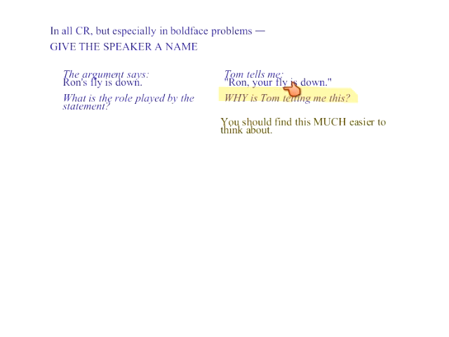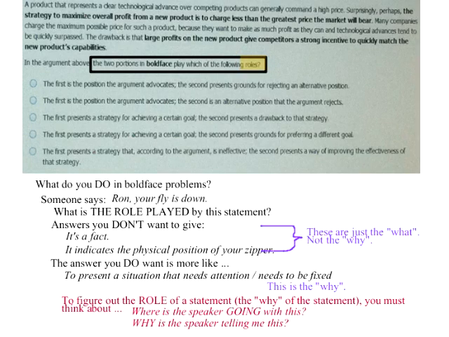The argument is just Tom, and what is the role is the same thing as why. But this is weirdly abstract, and you don't do this in the real world. You don't ask, what is the role of this statement? You ask, why? Why do I care? Why are you telling me that? So the challenge, of course, is to take that same sort of instinct and bring it to this game of GMAT boldface problems. So let me take this to the next page.